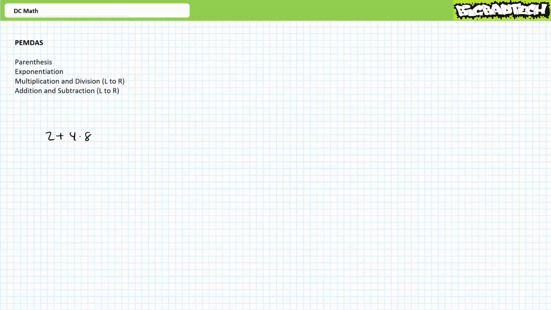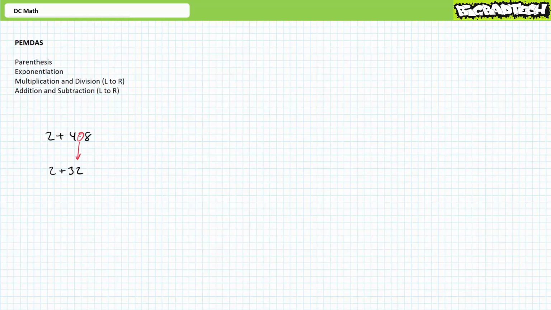Parentheses are at the top of the heap, and any operation inside parentheses receives priority. There are no parentheses in this particular expression, so we're free to move down one level in the hierarchy. The next level in the order of operations is exponentiation. Nothing's being raised to any power, nor are we being asked to solve for any roots. We're again free to move down one level in the hierarchy.